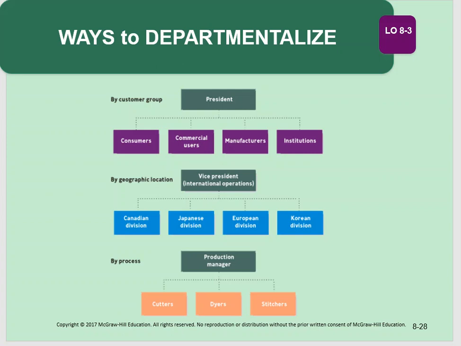The final way to departmentalize can be by the processes it takes to take inputs into outputs. So looking at the bottom part of the slide, one may deduce that this company may produce certain types of clothing, because look at the different processes it takes. There are cutters, dyers, and stitchers who will probably take inputs in and use these different processes to create the output of clothing.